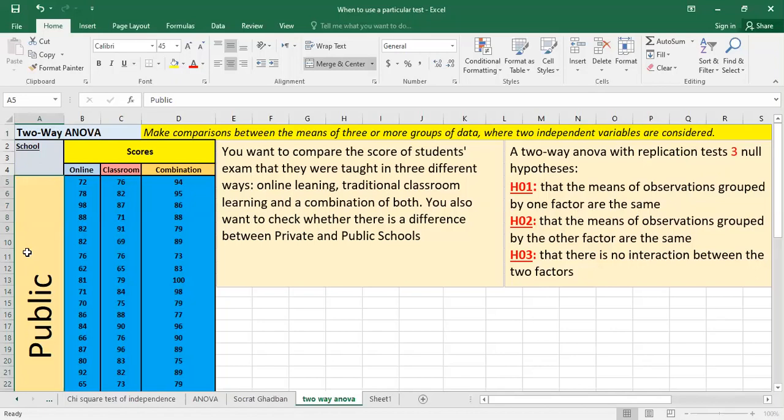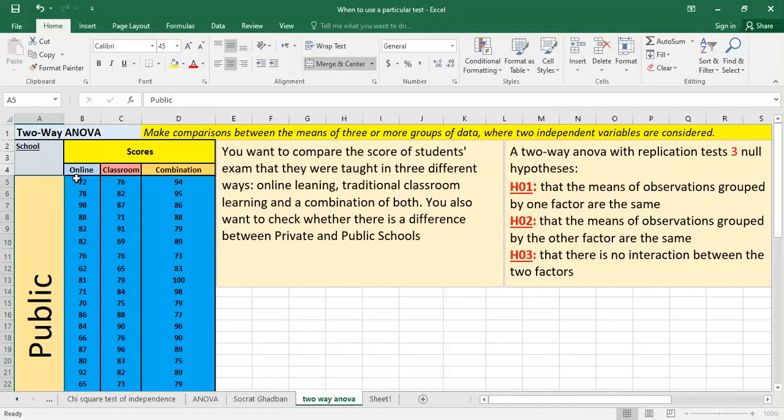The second null hypothesis that we're having, that the means of observations grouped by the other factor are the same, which means there is no difference between online, classroom, and whether it's a combination of both of them. The third null hypothesis we're having, that there is no interaction between the two factors. It means if it's public and online, it won't be different than private and online. So we say there is no interaction between the two independent variables that can affect the dependent variable, which is the score.